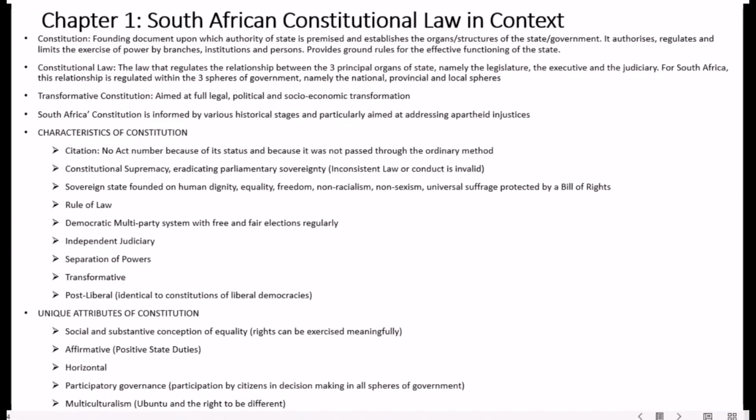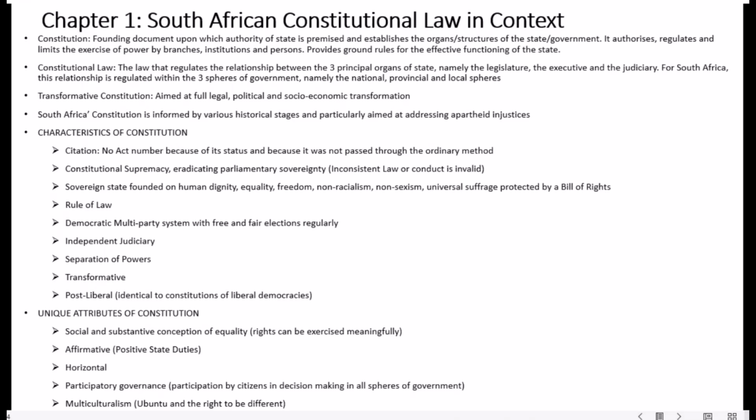And then the characteristics of the Constitution, colleagues. In terms of citation, it does not have an act number because of its status as the supreme law of the land. That is why it does not have a number like any other act. Because it's supreme, it's the most important law, so they didn't want to equate it with other laws by giving it a number, but also it wasn't passed like any other ordinary legislation would be passed, so they did not give it a number for those reasons.